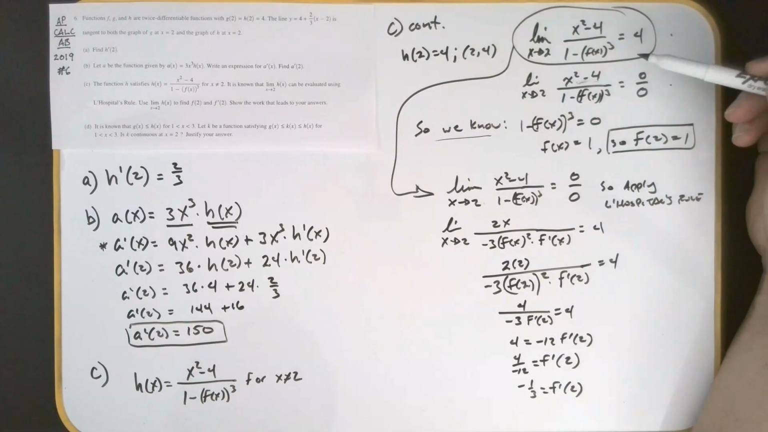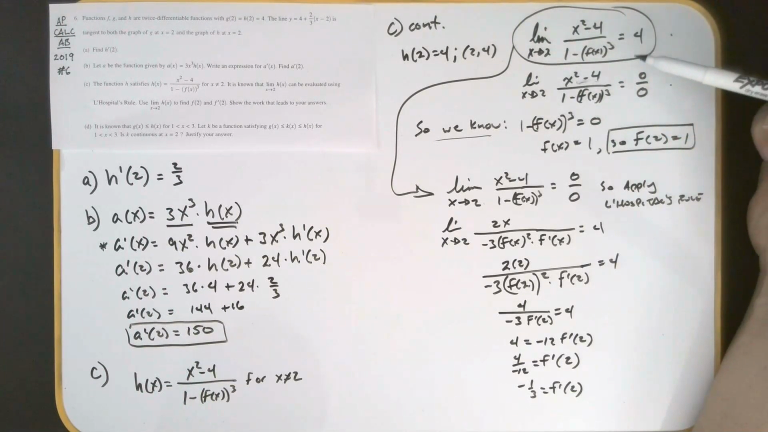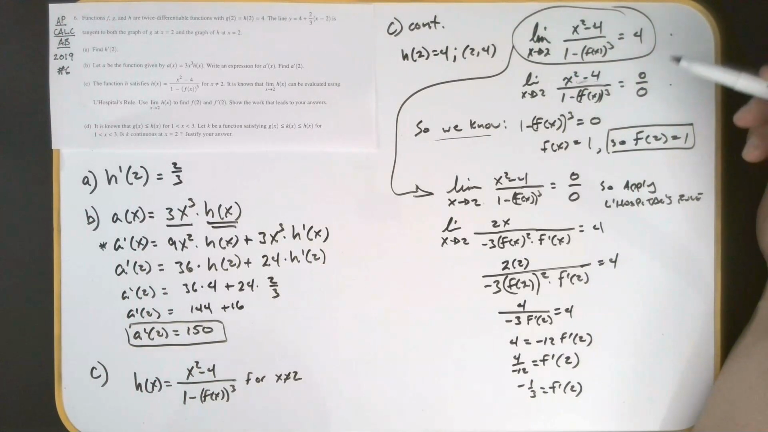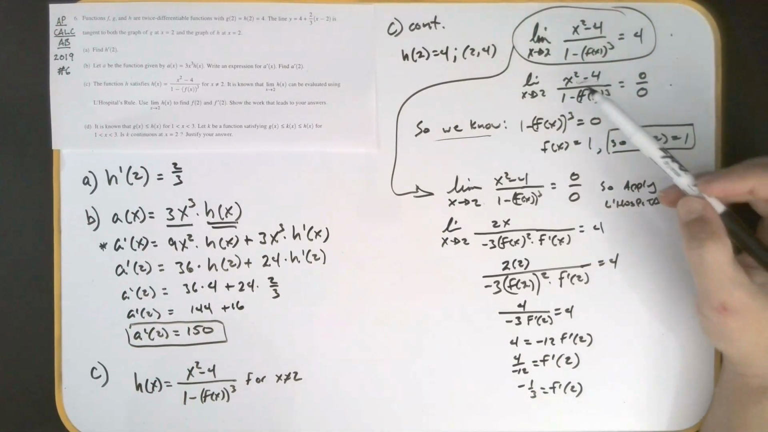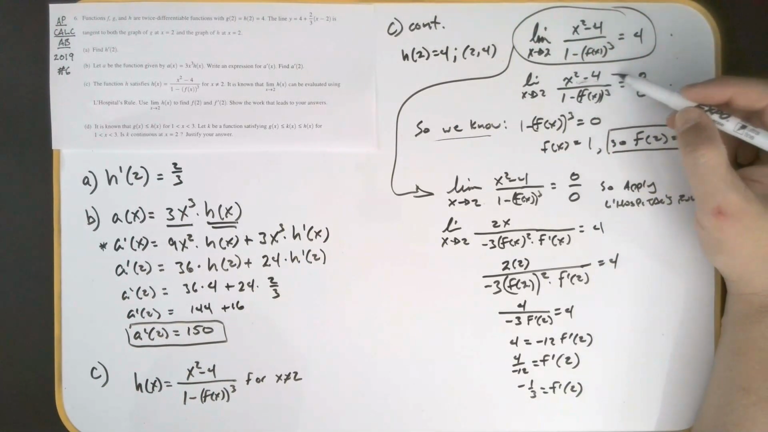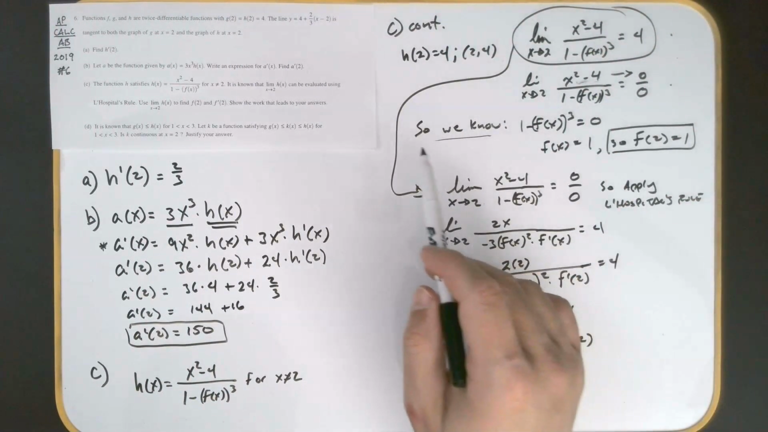Then the secondary information they said is, it is known that this was evaluated using L'Hopital's rule. Well, L'Hopital's rule means indeterminate, so we must have been getting 0 over 0. It wouldn't have made sense to have infinity over infinity or any of the other indeterminate forms. It had to be this one, and you could see right away it works for the top. If you put 2 in here and take the limit, you're going to get 0. So you had to figure out how to get a 0 in the bottom, and that's where we got this right here.